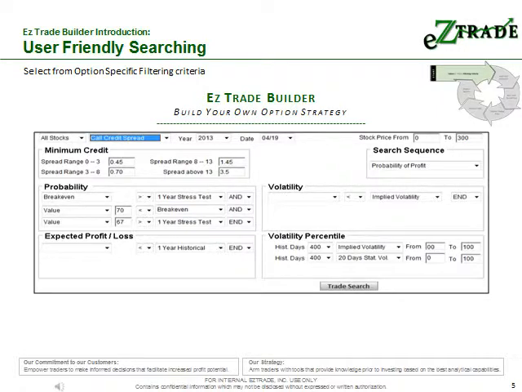To get started, you first select which option strategies you like to trade. Easy Trade allows you to create different filtering criteria for each specific strategy, using criteria that is both easy to understand and known to yield consistent results under all types of market conditions.